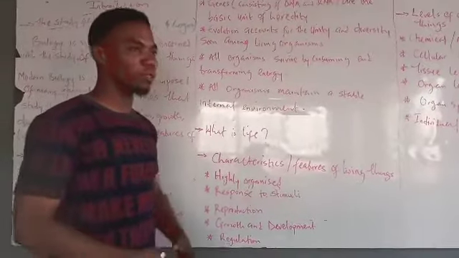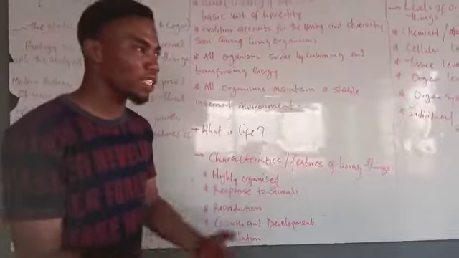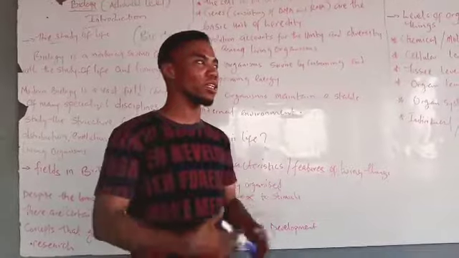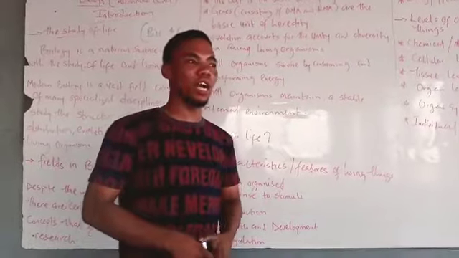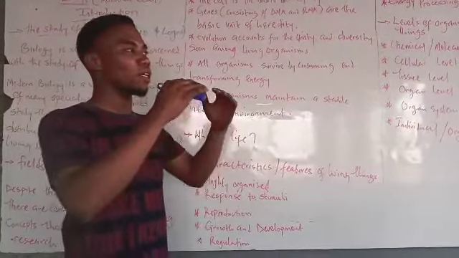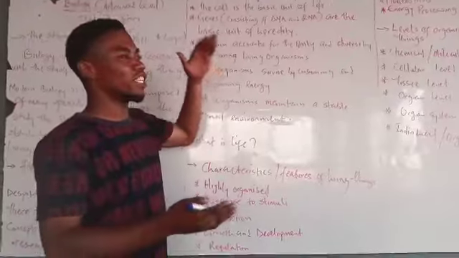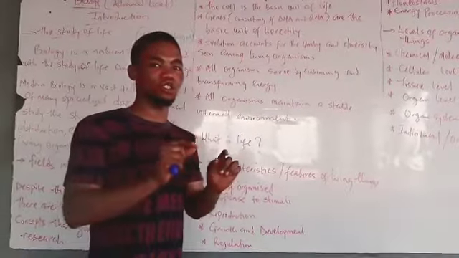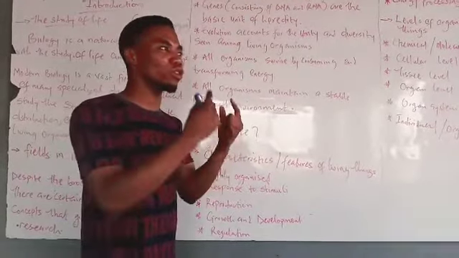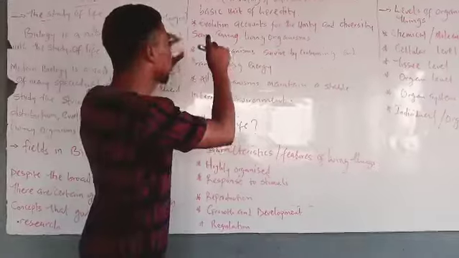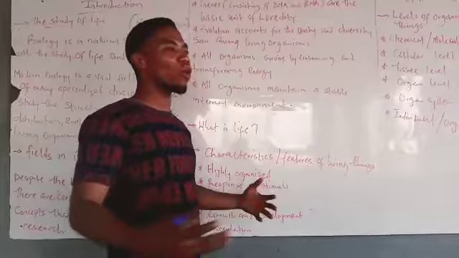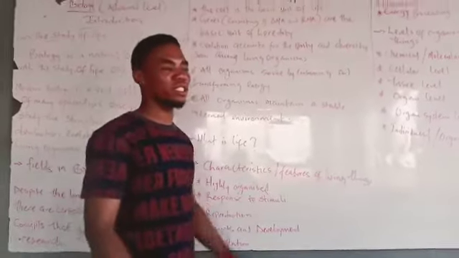Then growth and development. After reproduction, after the offspring has been given birth to, it is expected to grow, that is, to increase in size and subsequently also produce another offspring. Growth and development are guided by the genes. That is, it is the genes that produce certain instructions, and these instructions guide the direction and the pattern of growth in those organisms. It is the information coded by the DNA and the RNA of that organism that will tell the pattern of growth in that organism.